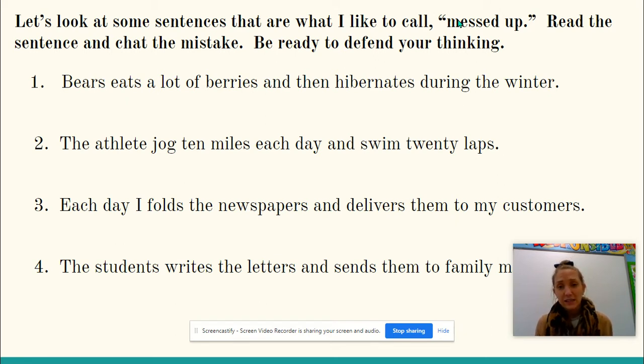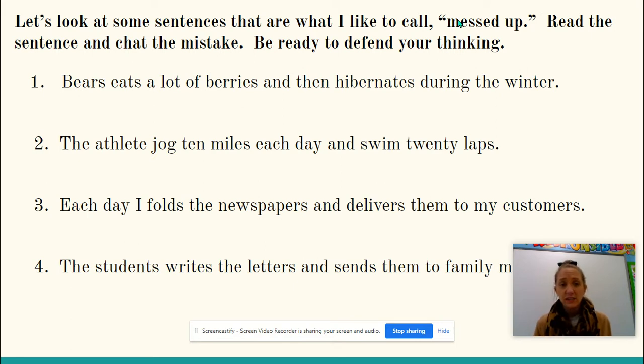Bears, that's our subject, eats a lot of berries and then hibernates during the winter. I noticed that there's something wrong with this sentence. What do you think it is? Let's see if you can identify the subject first. What is the subject? If you said bears, you're correct. Kiss your brain. Bears has an S at the end, so that must mean there is more than one. Plural. Plural, pause. I know that I'm supposed to leave the verb alone.